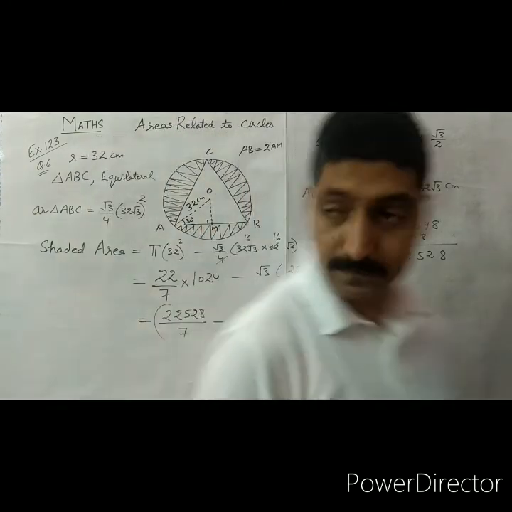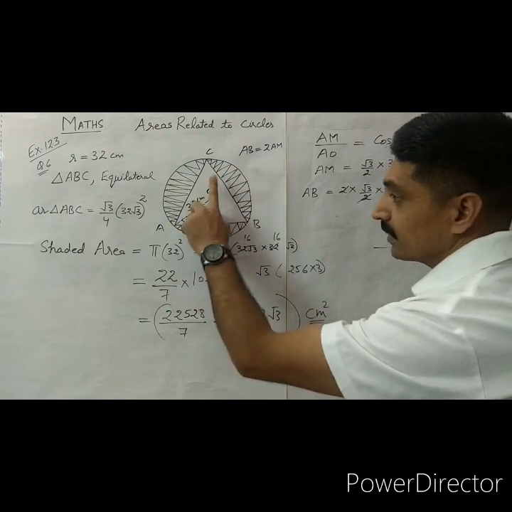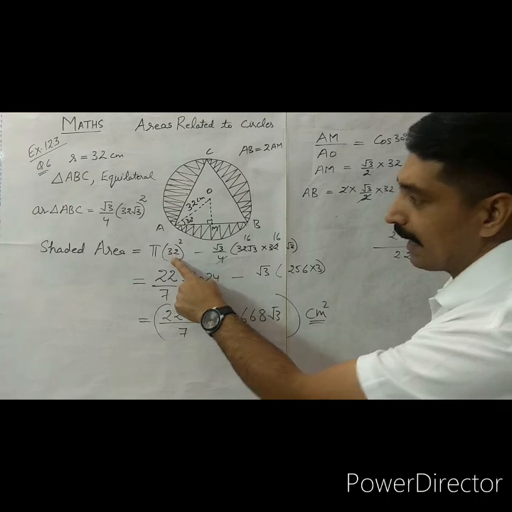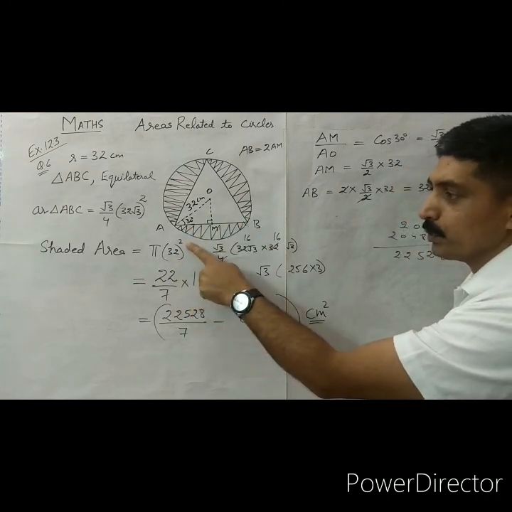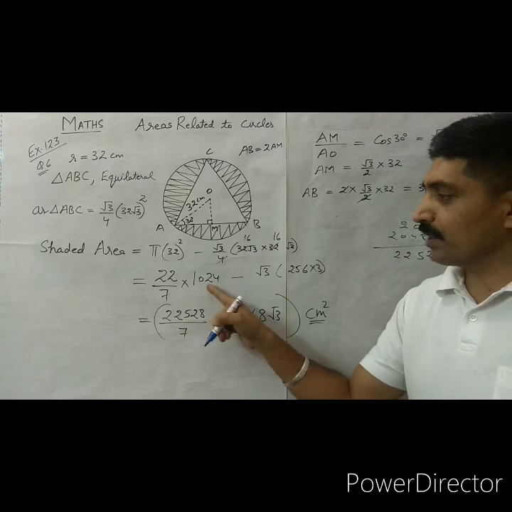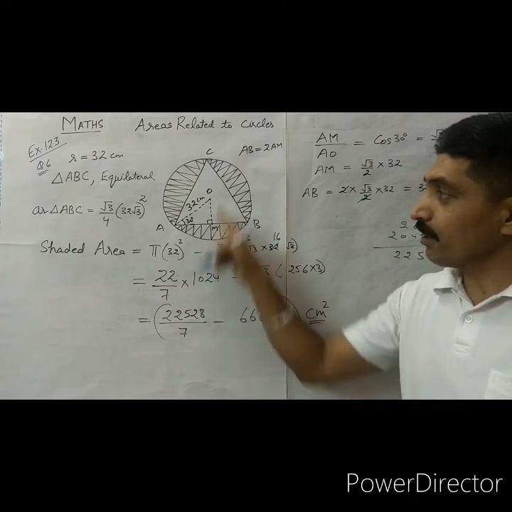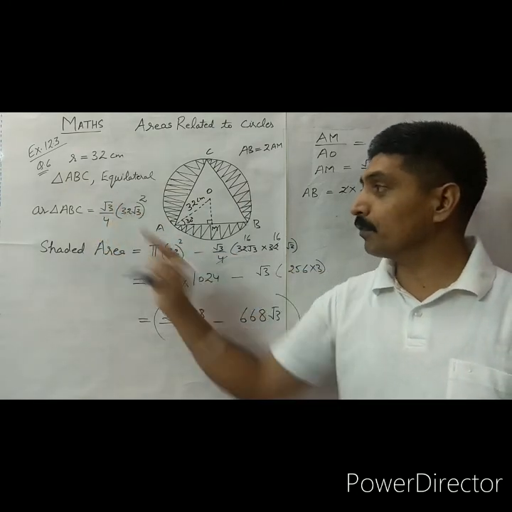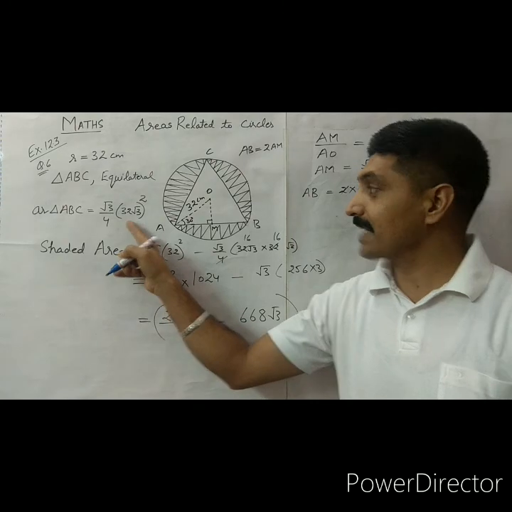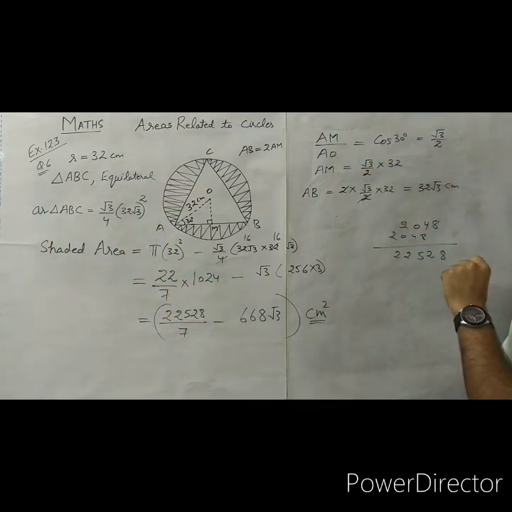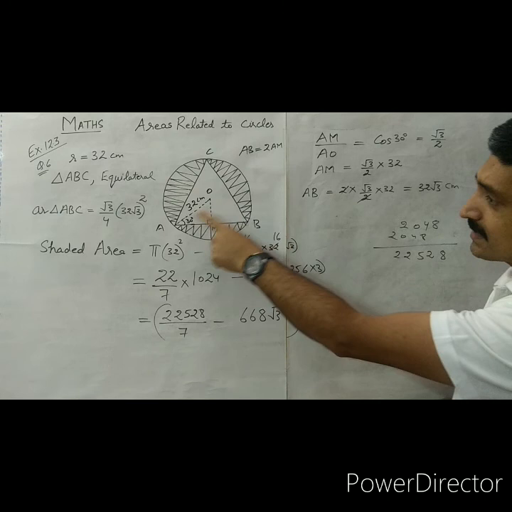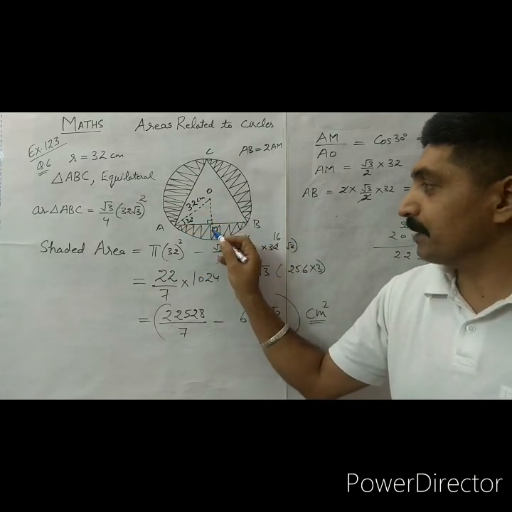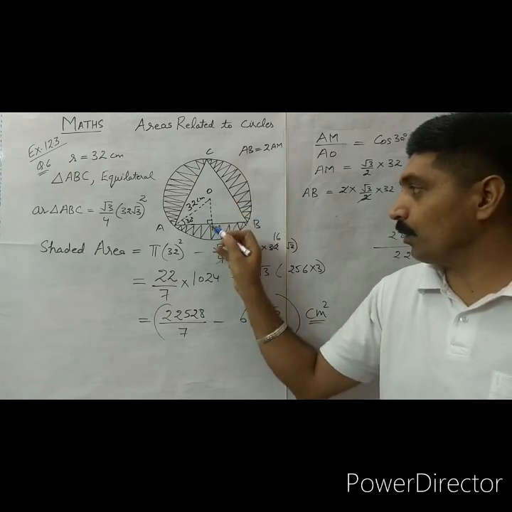So here, what is the shaded area? Shaded area is equal to area of the complete circle, that is pi r square. R is 32 here, 32 into 32, which is 1024, minus area of equilateral triangle. Area of equilateral triangle here is under root 3 upon 4 into side square. Side we have found with the help of trigonometry here. To find the side AB, we have chosen the midpoint of AB. Let this midpoint is M here. We have joined O with M.